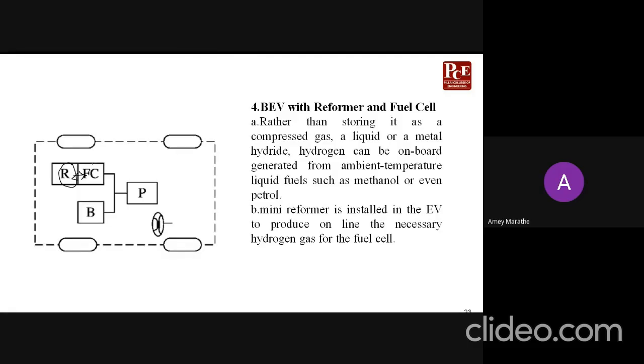So rather than storing hydrogen as a compressed gas or a liquid or a metal hydride, you can generate hydrogen on board, from fuels such as methanol or even petrol. So that is why we will install a mini reformer. This reformer is the thing which will generate hydrogen, and this is one configuration: battery electric vehicle with reformer and fuel cell.